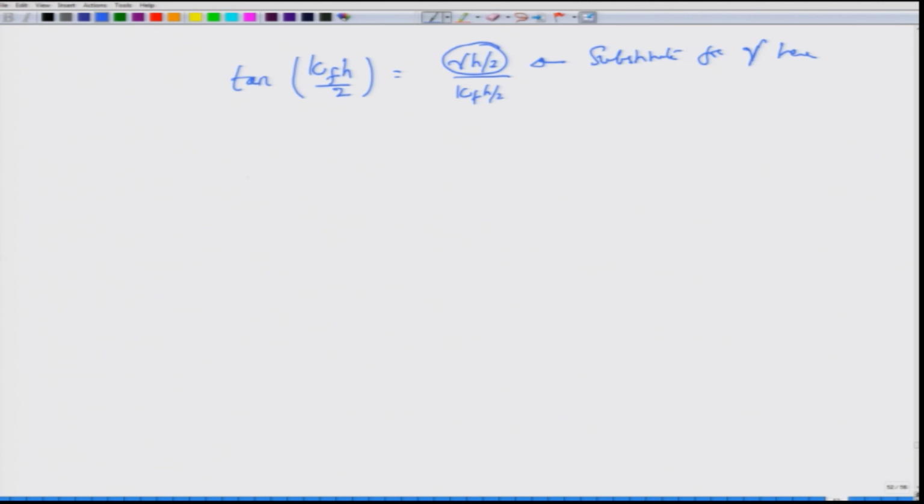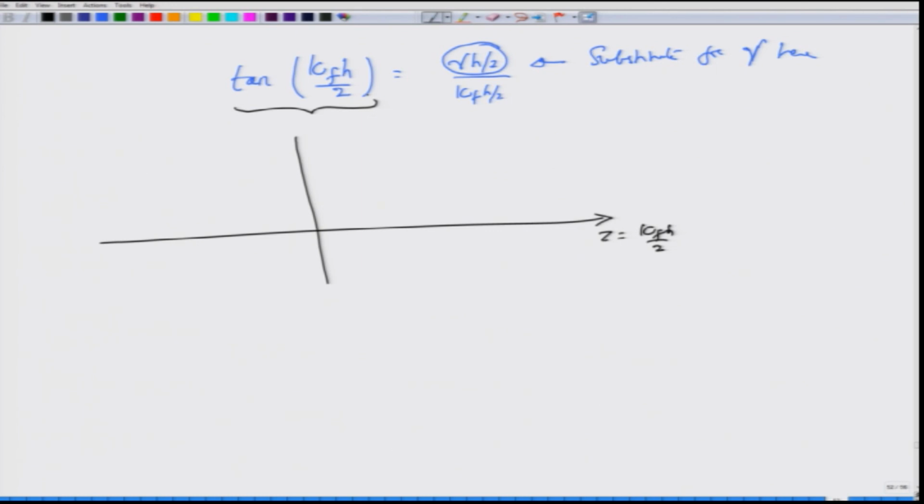Now, the graphical approach is actually very interesting. What it does is that you plot the values of the left hand side and the right hand side. So, I define z as kappa f h by 2, and then I am now going to plot this tan kappa f h by 2. How does the tan function behave as a function of z, where z is kappa f h by 2? Well, at z equal to 0, tan function will be 0, but then it increases steadily and of course goes off to infinity at pi by 2.